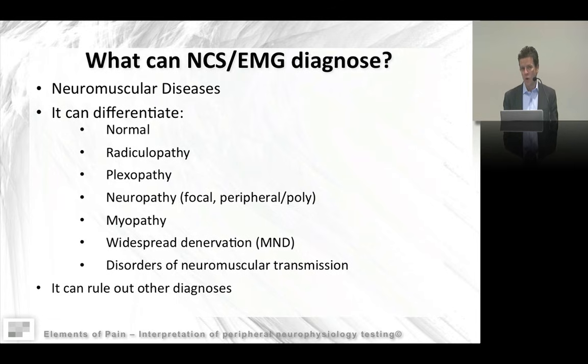So as a result, they diagnose neuromuscular diseases, and the outcomes can be that there's no problem within the neuromuscular system. There can be problems at the level of the root, a radiculopathy, the various plexi in the upper and lower limbs, in the peripheral nerve itself, either in a generalized or focal pattern, in the muscle itself, a myopathy. There can also be other slightly different localizations, such as widespread motor axonal problems, such as seen in motor neuron disease, and disorders of neuromuscular transmission, in particular myasthenia gravis.